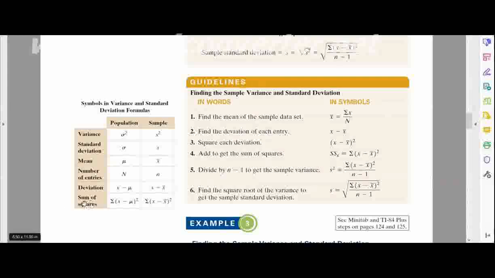And finally, we have sum of squares. This symbol here is also called capital sigma, the meaning of which is addition, sum. So we find each deviation, X minus mean, we square it, and we add all of those numbers together.